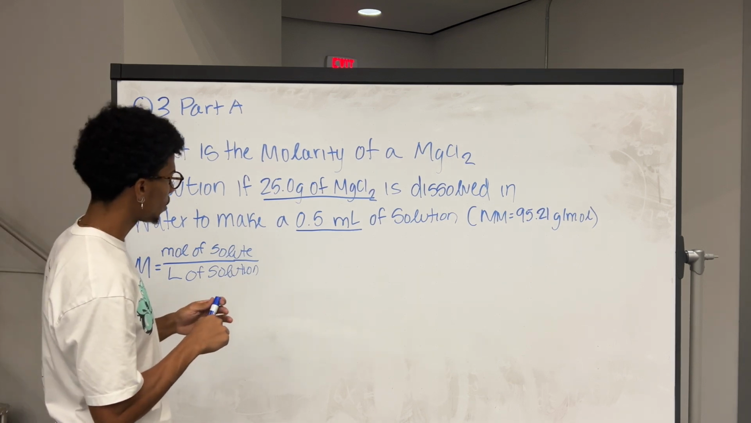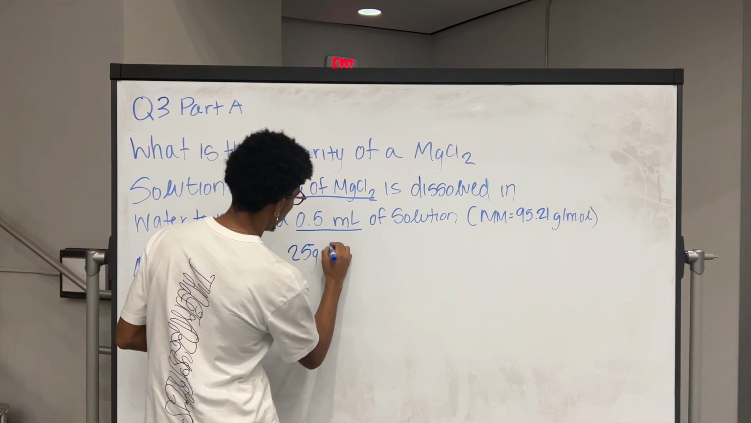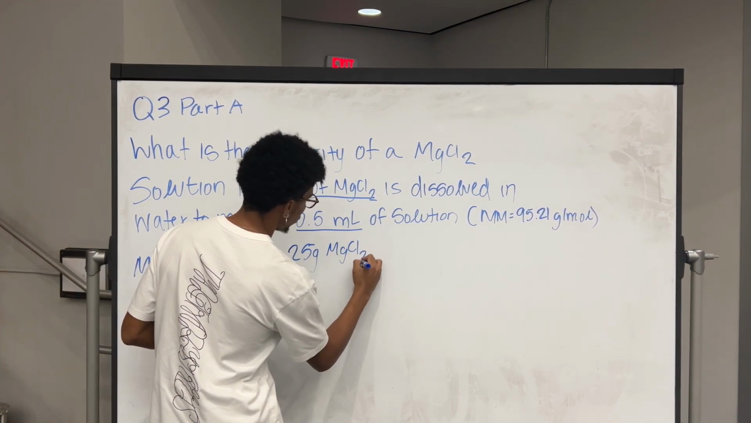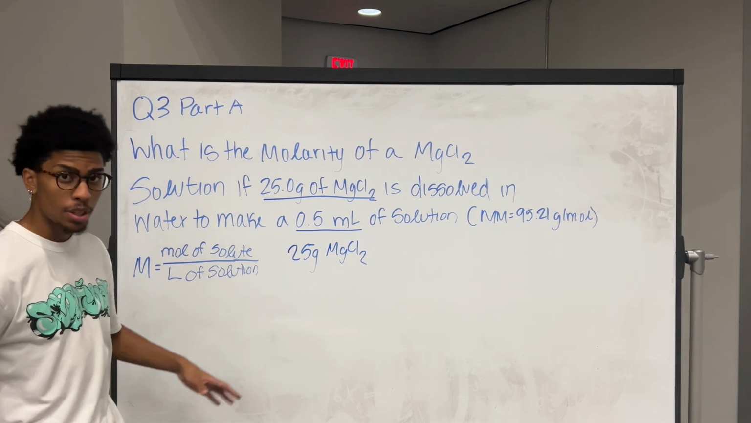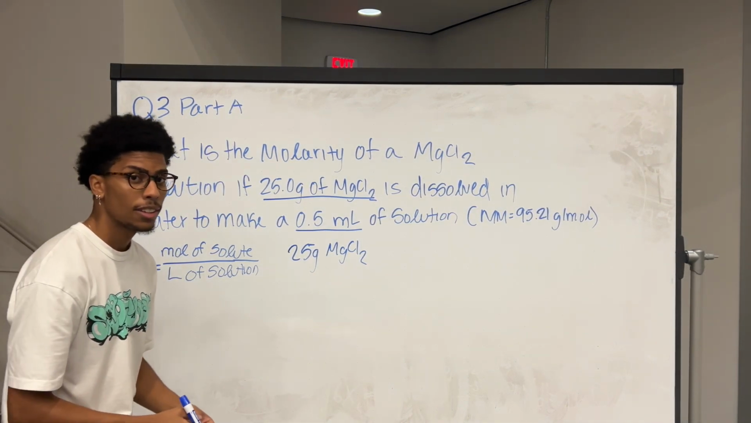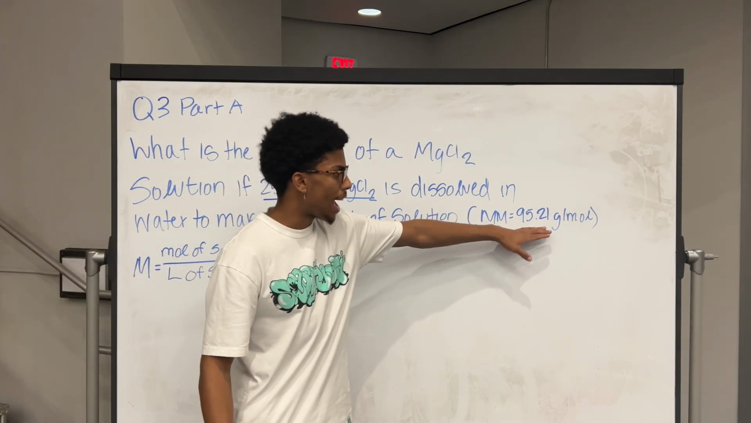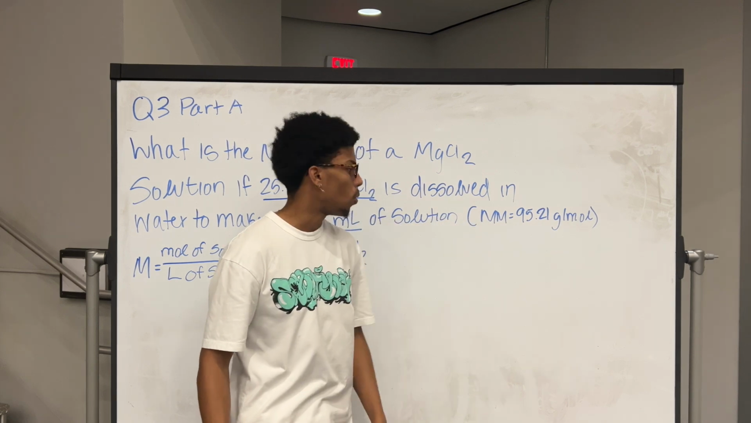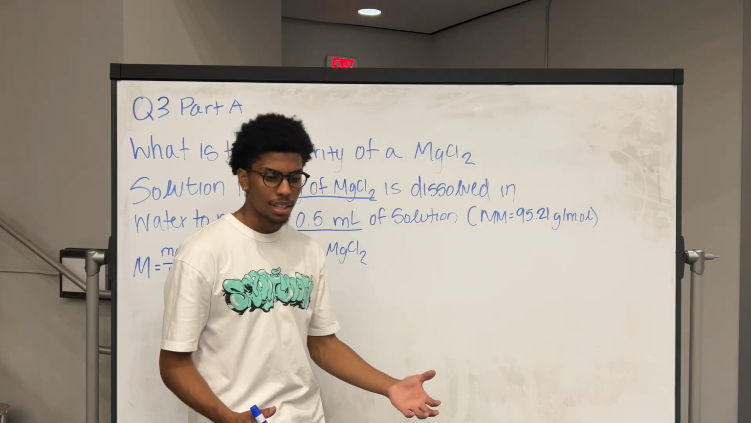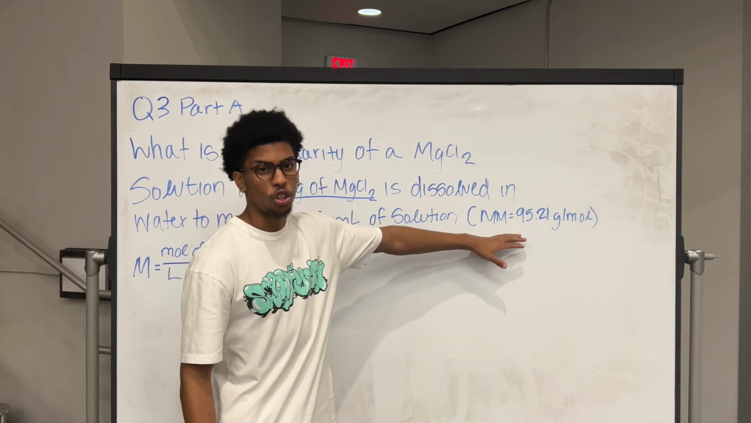Okay, 25 grams of MgCl2. And we're going from grams and we want to go to moles. You're going to use what as the conversion factor? Molar mass. An easy way to remember that: molar mass is always in grams per mole. So if you have grams and you want moles, or vice versa, you're going to use molar mass.